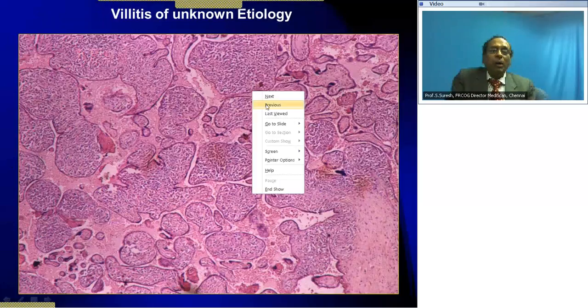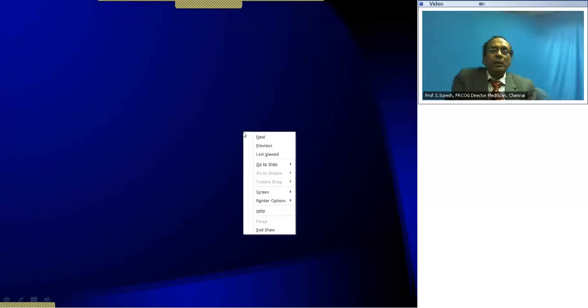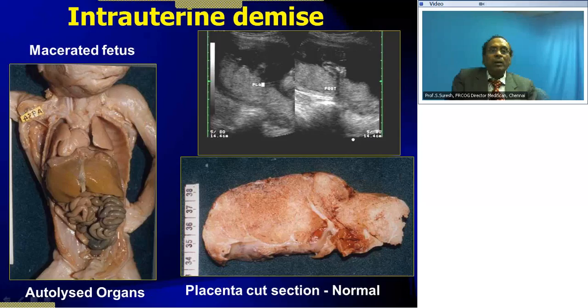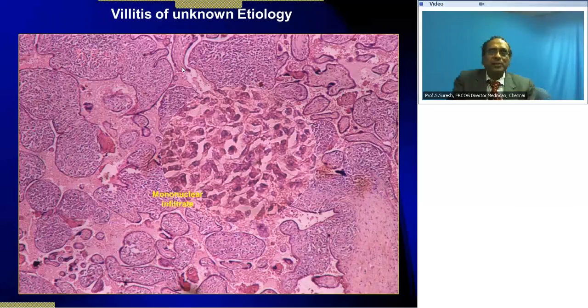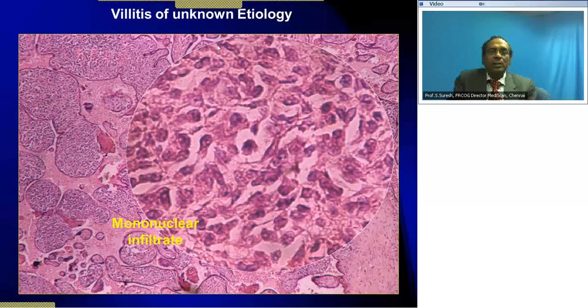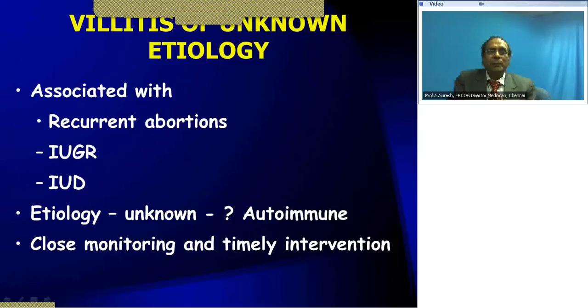So a normal looking placenta, absolutely normal in thickness, the liquor is normal, everything looks fine, even the cut section of the placenta after delivery looks normal, but histopathology shows a problem. That means all placentae must be examined in detail when there is an adverse outcome. The placenta forms an integral part of the examination. Right, you can see the mononuclear infiltrates in the placenta.